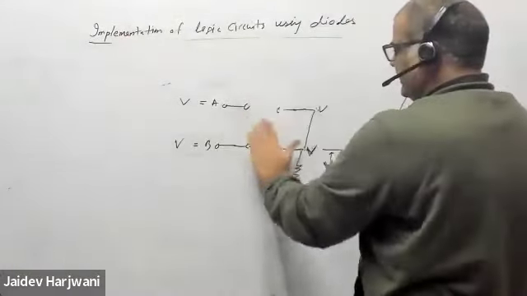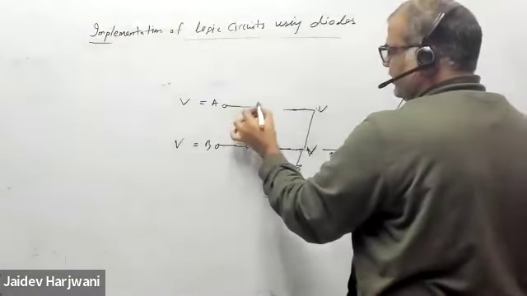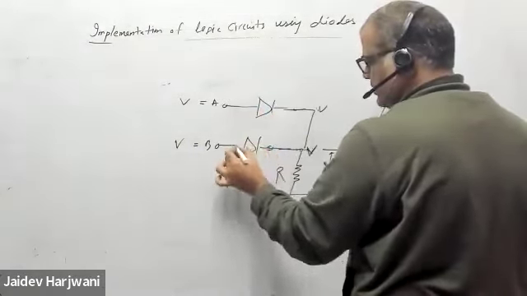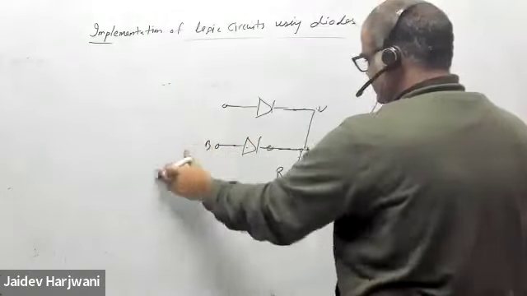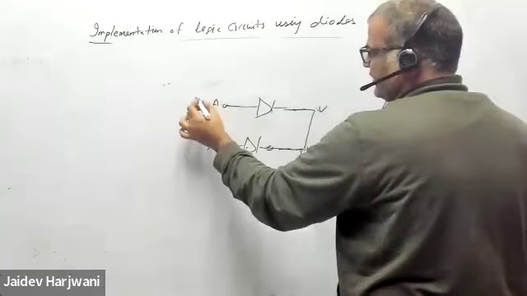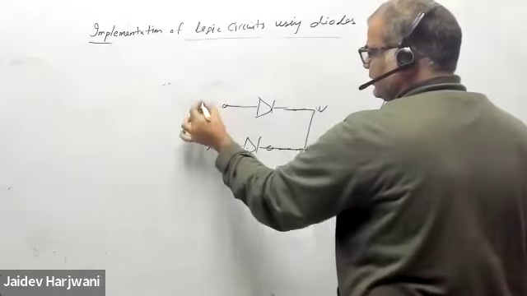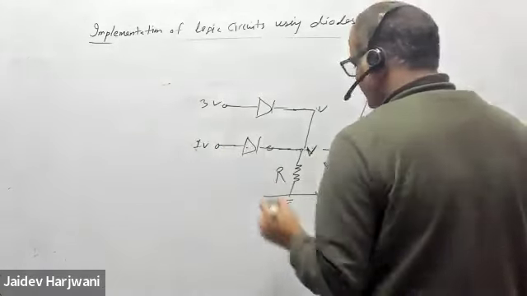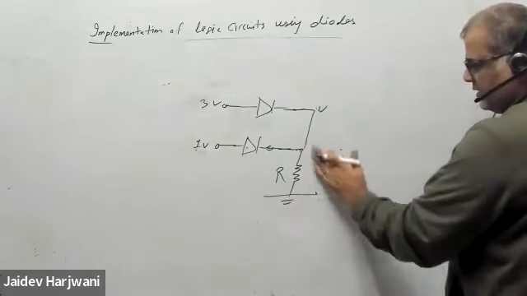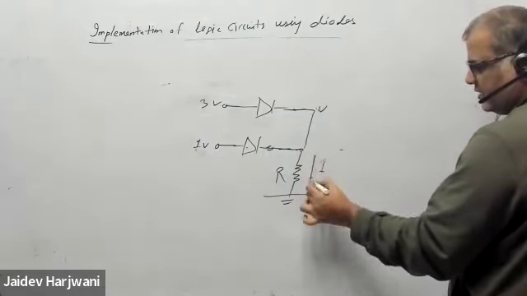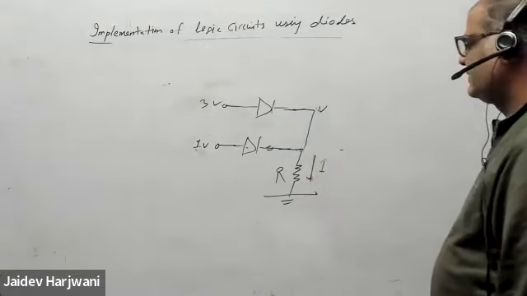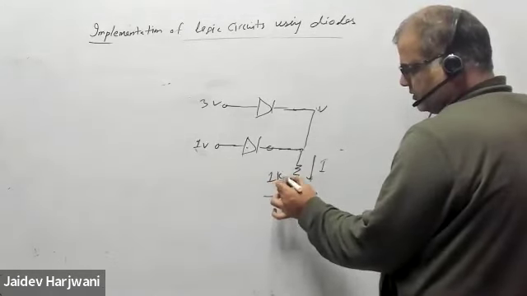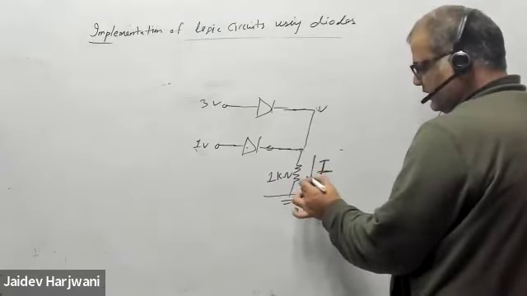Now I am putting, say, the same circuit again. I am putting a diode here, and a diode here. Say here I am putting 3 volt, and here I am putting 1 volt. And I want to find how much current I is flowing through the circuit. The value you can put as 1 kilo ohm. How much current I is flowing in this circuit?